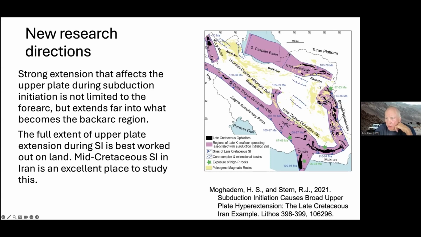But then we see other ophiolites in the back-arc region and on the sides and extending in the interior. And it looks like the extension that allowed the asthenosphere to come up into this region affected a much broader part of what became the overriding plate than just the forearc. So the full extent of upper plate extension during subduction initiation is going to have to be worked out on land. And Iran is an extremely excellent place to study this. There may be other places where this model has applications, and we encourage you to look into it.